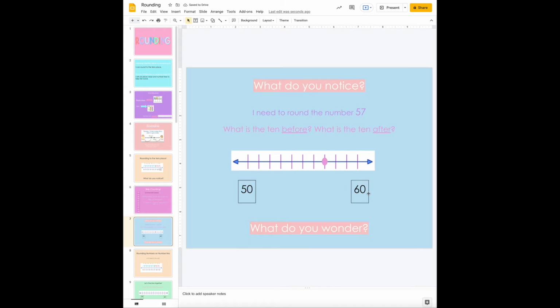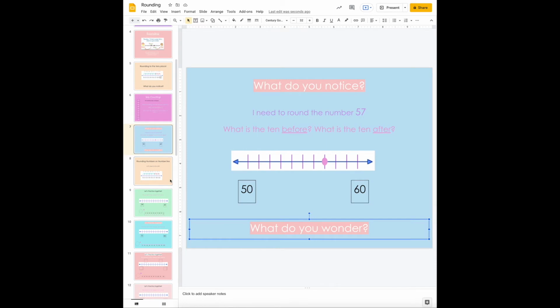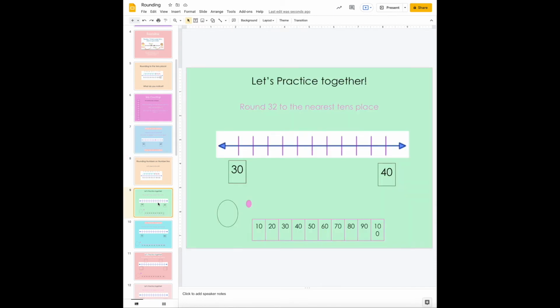Step 3, figure out what it's closest to. You can visually see that this dot is closest to either 50 or 60. It's closest to 60 because it's only 3 jumps, just like you saw here. So that's how you put it on the number line. Now let's try another one together.